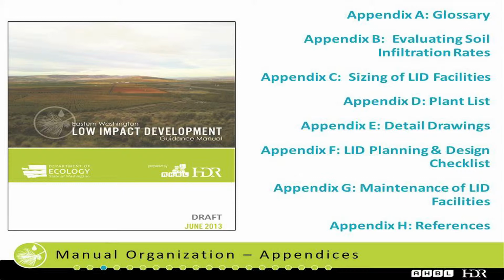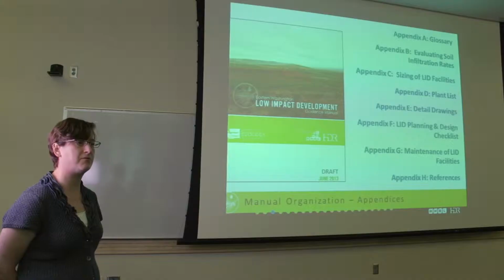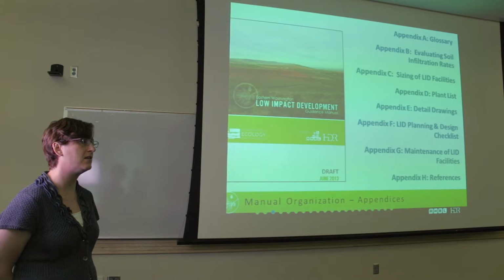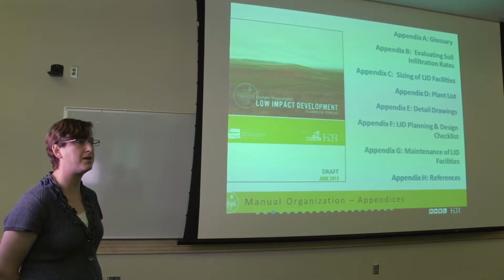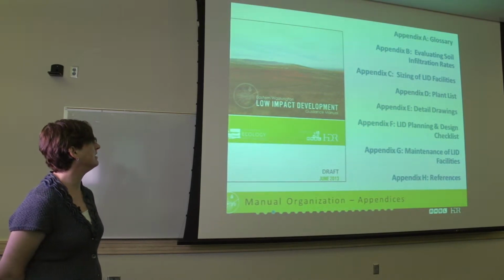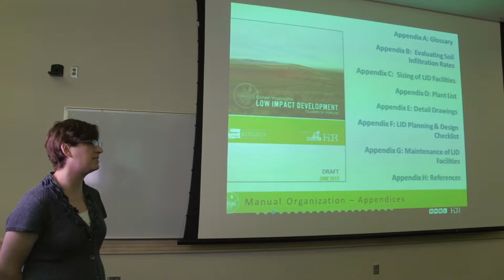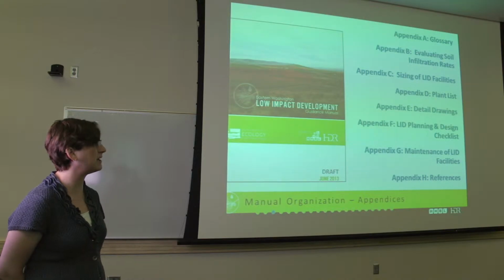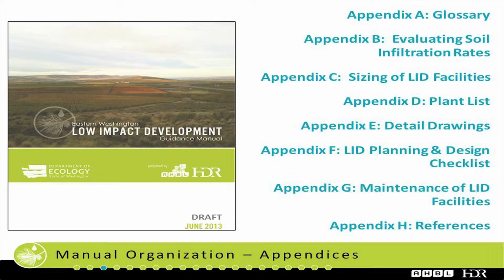Then we have a pretty extensive body of appendices. Appendix A is a glossary. Appendix B provides detailed guidance on evaluating soil infiltration rates using a couple of different methods, including small pilot infiltration test method, large pilot infiltration test method, and then some other methods. Appendix C is sizing of LID facilities, and we're going to demonstrate possible ways of sizing LID facilities in the afternoon. Appendix D provides a plant list.